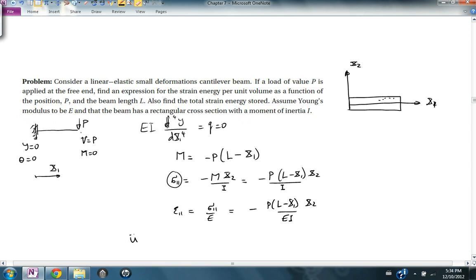So the strain energy per unit volume is equal to half sigma 1 epsilon 1, which will be equal to P squared (L minus x1) squared x2 squared divided by 2EI squared.